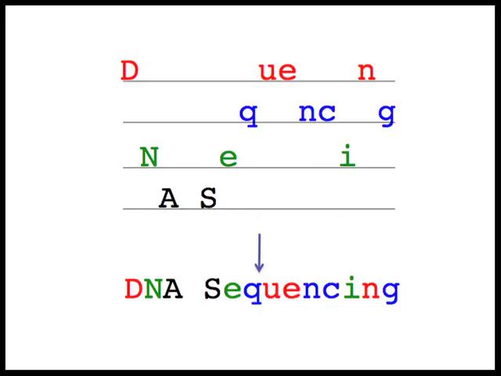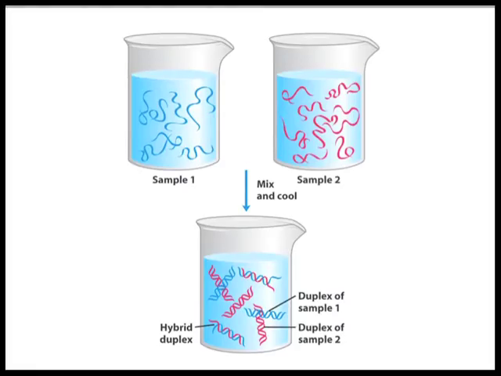Here we're going to discuss DNA sequencing. But in order to get started on this topic, I need to talk a little bit about a process known as DNA annealing and DNA denaturing. If you had two samples of DNA, say sample 1 and sample 2, and you were to heat them up, the heating of the DNA causes it to denature.